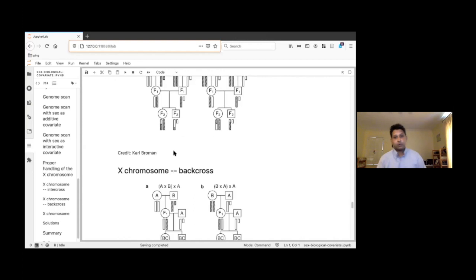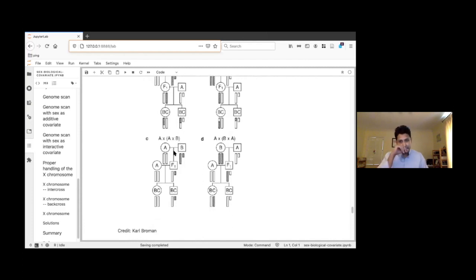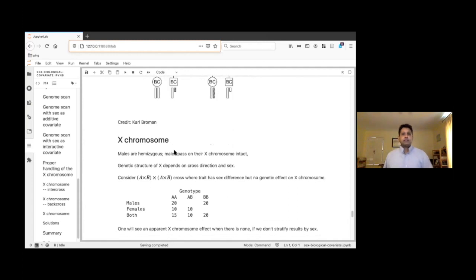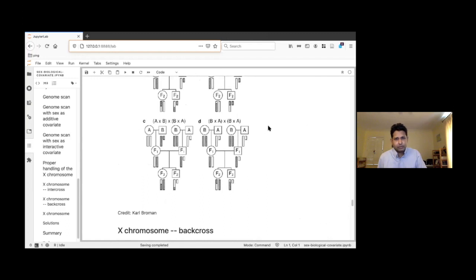So what is the impact? And there's a similar figure for the backcross, which I will come back to maybe if there are questions. So here are the implications. Males are hemizygous because they pass on their X chromosomes intact. And the genetic structure of the X depends on both the cross direction and sex. That's the other thing I think I should point out.